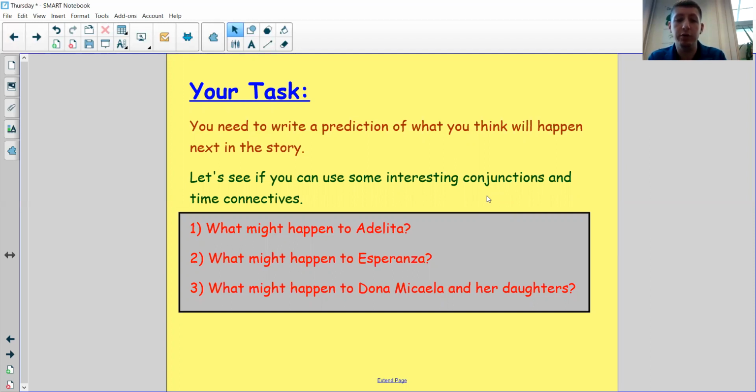So I have got 3 questions for you to consider when you're writing the answer to your prediction. What might happen to Adelita? What might happen to Esperanza? And what might happen to Donna Michaela and her daughters? So there are three things to consider. So I'd like you to write 3 sentences for your prediction about what's going to happen.